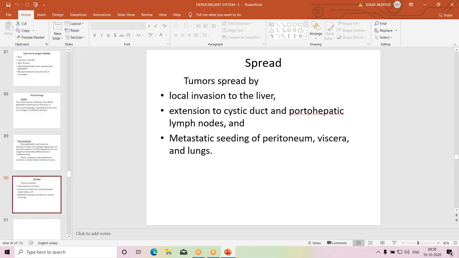How does the tumor spread? If you recollect the normal anatomy, the gallbladder is situated on the inferior surface of the liver, in the liver bed, in the right lobe. So immediate spread occurs to the liver, that is local invasion. Then the tumor may extend to involve the cystic duct or metastasize to lymph nodes in the porta hepatis, and distant seeding may occur, with metastatic spread to the peritoneum, viscera, and lungs.